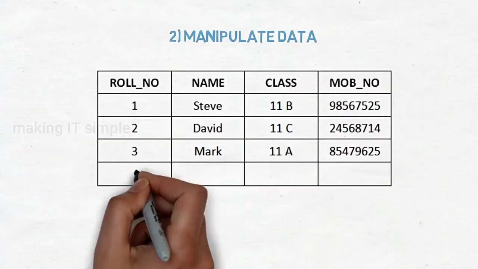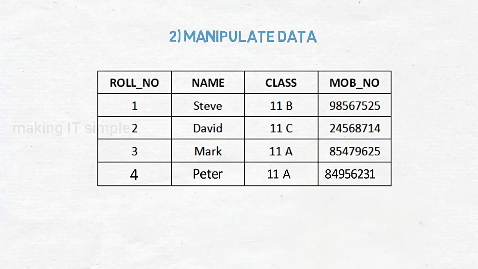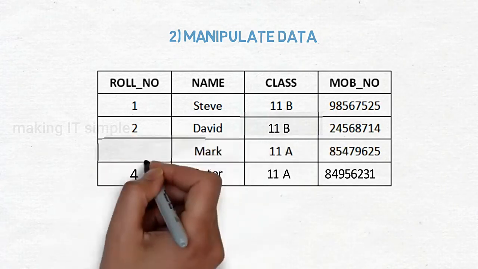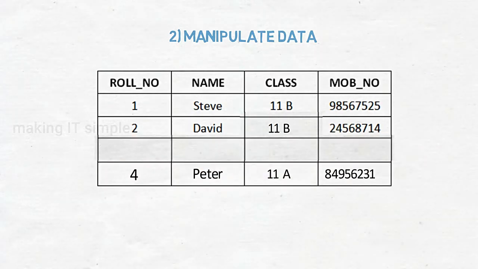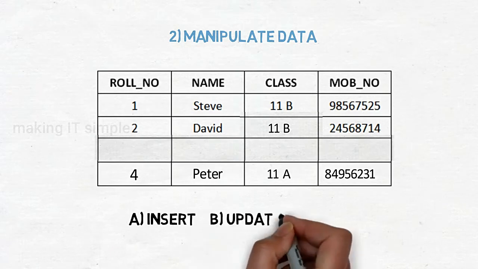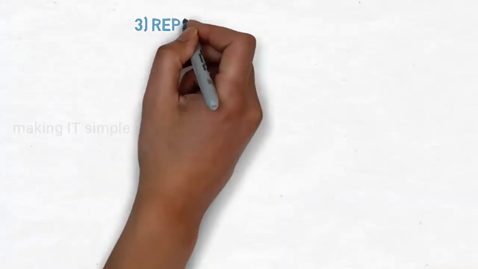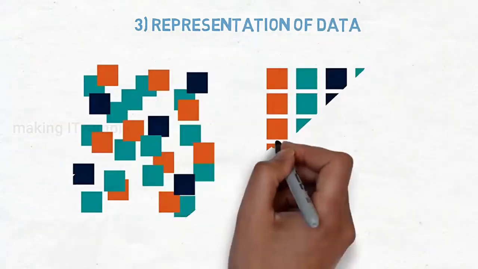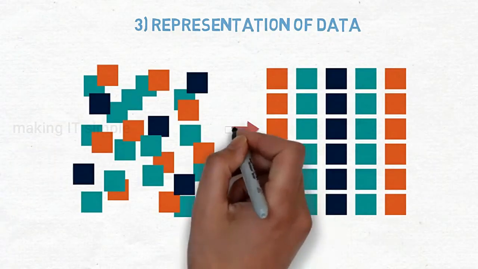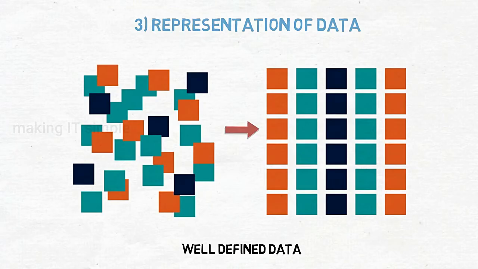Manipulate data. If we want to insert new data, or update existing data, or delete unwanted data, or any other operation on the database, we can perform using DBMS. Representation of data. The data stored in the database is very well defined using DBMS.